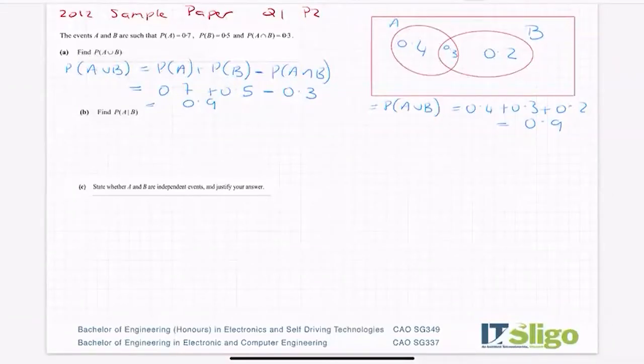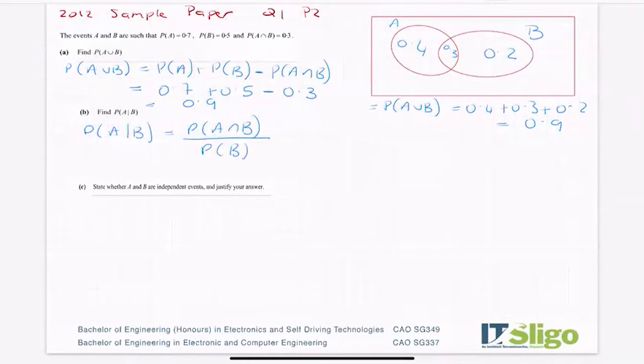Okay, so that's part A. Part B then is find the probability of A given B has occurred. So this is, again, formula. The probability of A given B has occurred is the probability of the intersection over the probability that B has occurred.